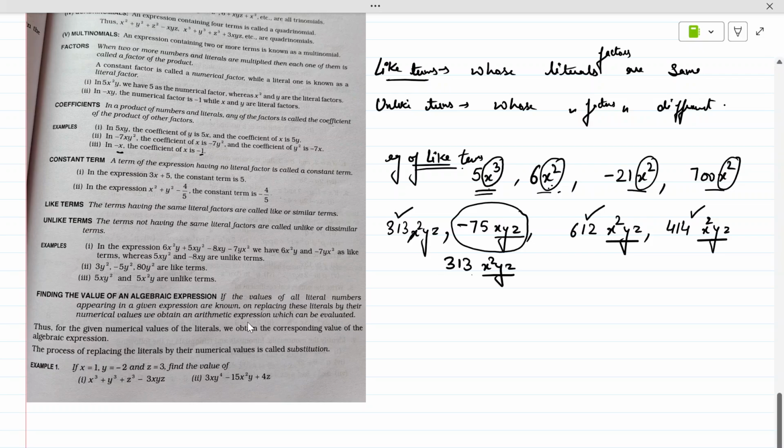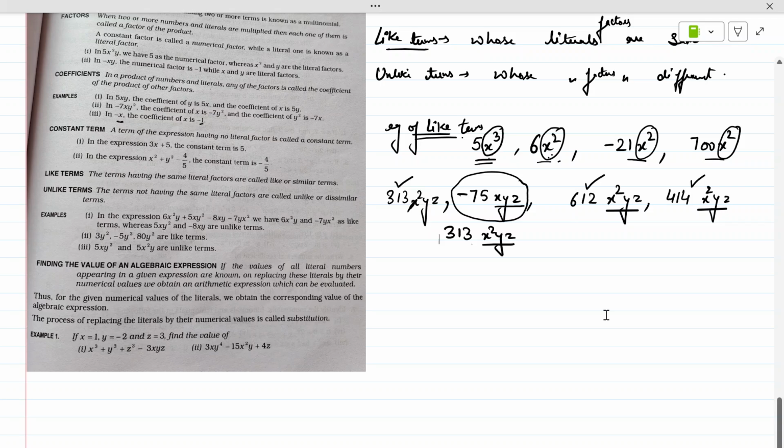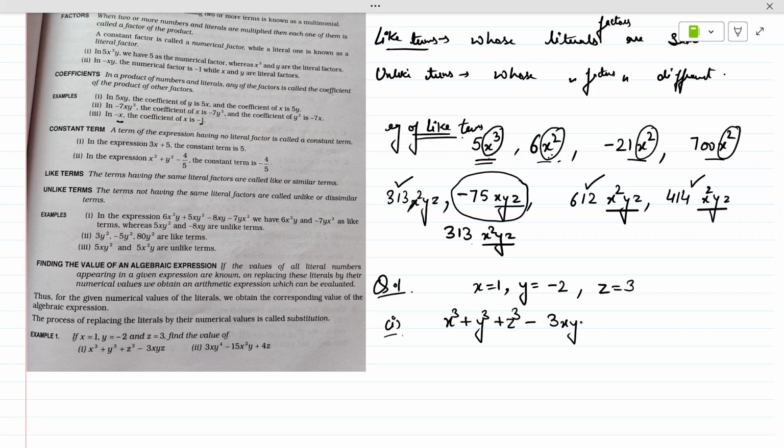Okay, so now kids, we have another thing where we have to put the values of the given constants in the expression and find out the complete value. So what I mean to say here is example one. I'm writing the same here. We are given x is equal to 1, y is equal to minus 2, and z is equal to 3. So using these values of x, y, z, we have to find the value of the given expression x cube plus y cube plus z cube minus 3xyz.